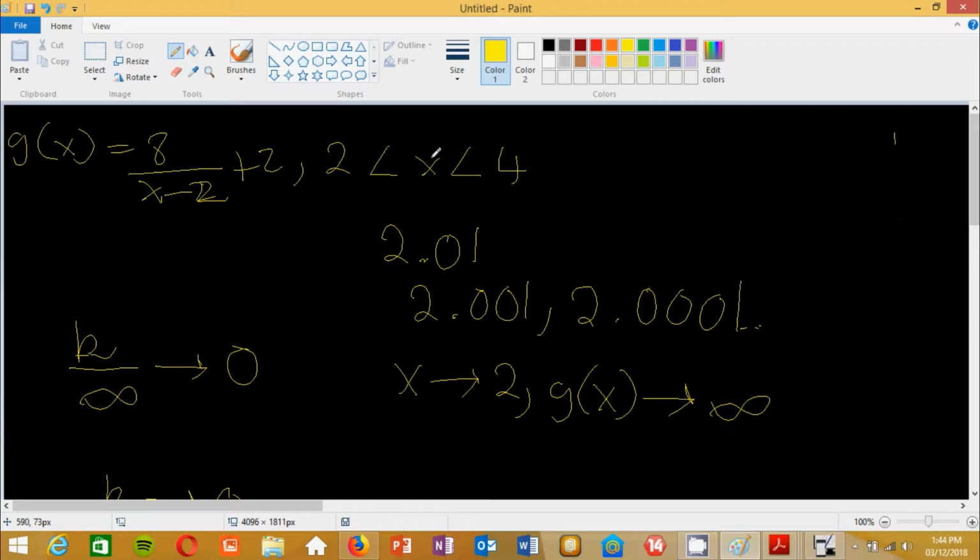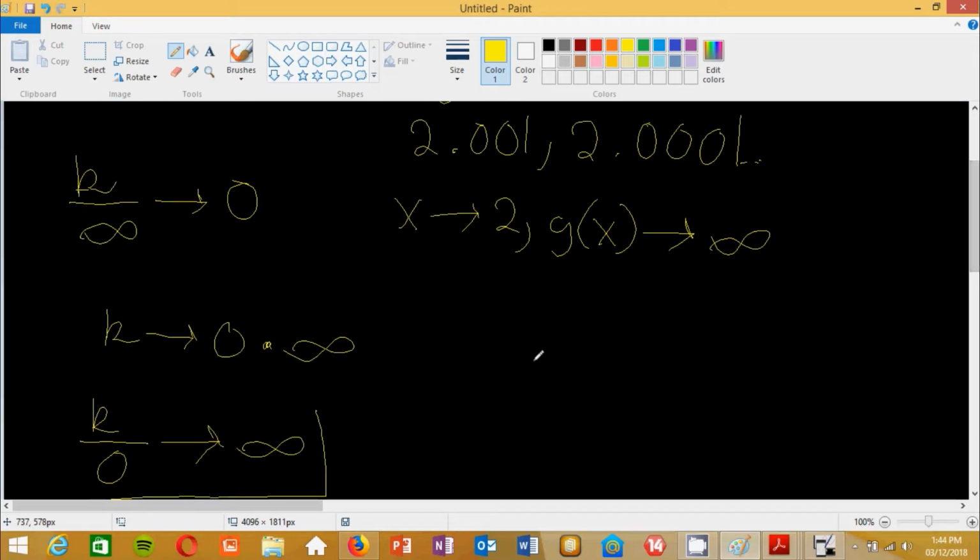So g of x approaches infinity. Now, what happens when x approaches 4? X can never reach 4, but it can get super close to 4. X should always be less than 4, but it can get super close to 4. It can be 3.9, 3.99, 3.999, 3.9999. Let me actually write that down here. Let's say, x can be 3.9, but x can be 3.99. X can be 3.999, and so on and so forth.